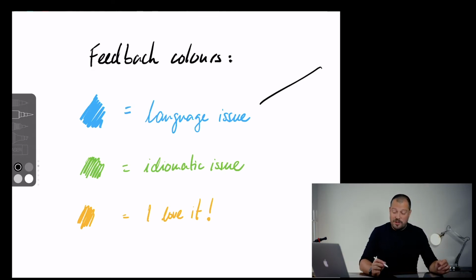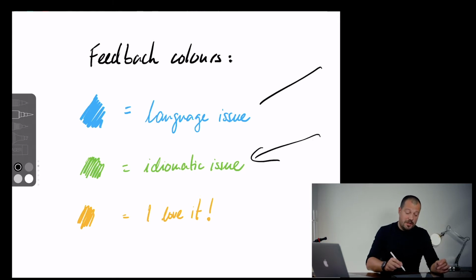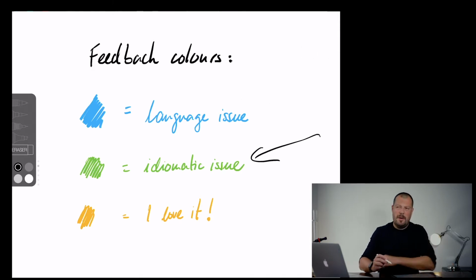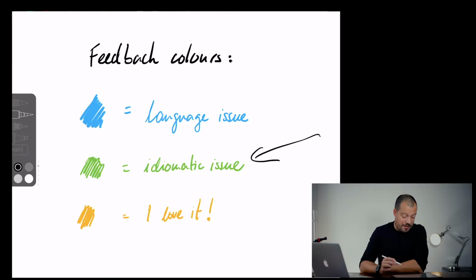We have green, which is idiomatic issues. What does that mean? Well, idiomatic means that it's not wrong linguistically, but it's not really what we say. So it doesn't sound quite natural, or it might have an undesirable impact on the reader. That's the idiomatic stuff. Finally, we have the yellow stuff, which is just, I love it.